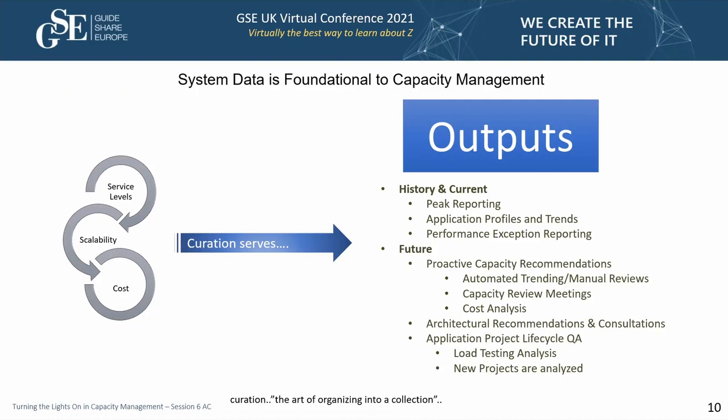I need to be able to do some exception reporting against that performance. If I'm missing my objectives, where am I missing them? What are the contributors to missing them, and how do I analyze that? And then going into the future, I need to be proactive in terms of capacity recommendations.